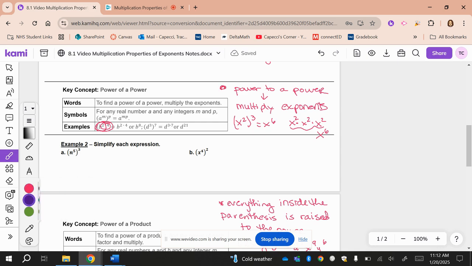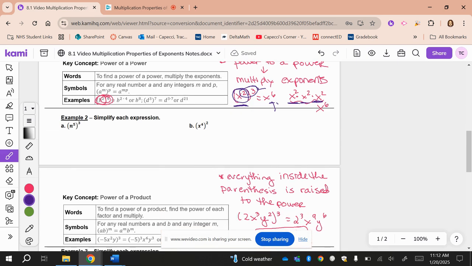So for instance, here, I have x to the second raised to the third. I multiply 2 times 3 and I get 6. And the reason is when I have x to the second raised to the third, it's saying I have it 3 times. So I have it 1, 2, 3. And at that point, I would add those. So that's just kind of a shortcut.